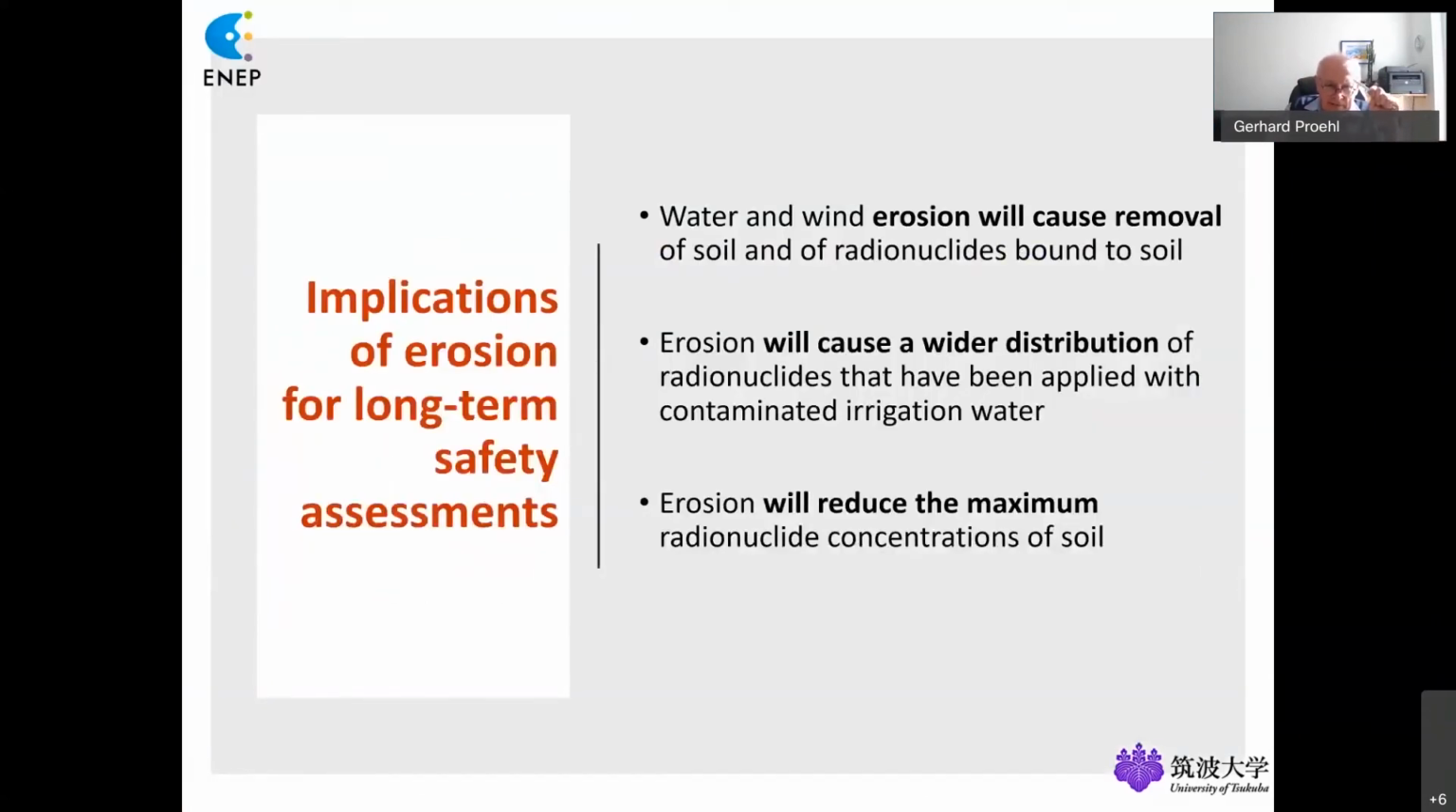So the implications of erosion for long-term safety assessments are: wind and water erosion will cause removal of soil and of radionuclides bound to soil. And erosion will cause a wider distribution of radionuclides that have been applied with irrigation water. And as shown in the last slide, erosion will reduce the maximum radionuclide concentration in soil.